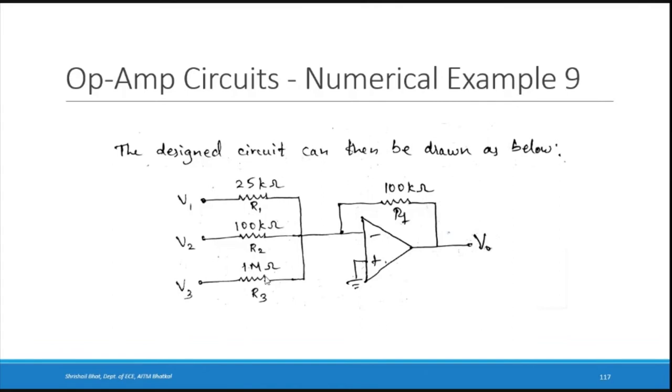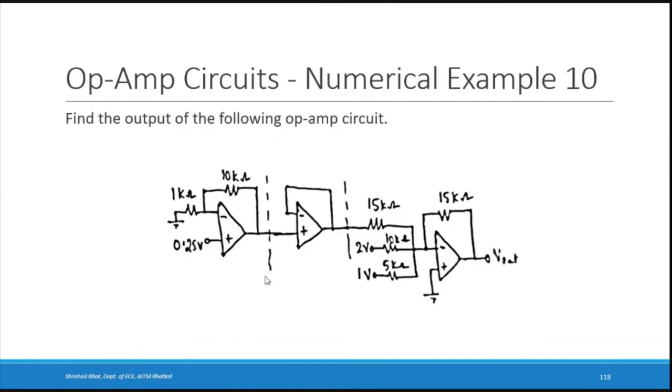Right. So here, there is another example. Find the output of the following op-amp circuit. This circuit is given. You can see there are 3 op-amps, right? So this is the first stage, second stage, and third stage. You can take these as stage A, stage B, something like that.